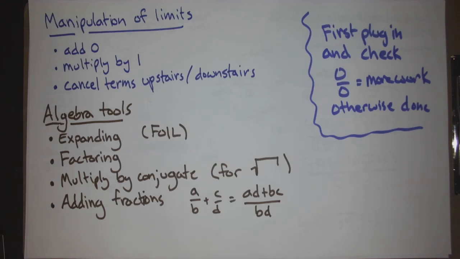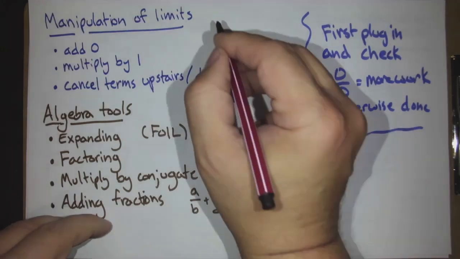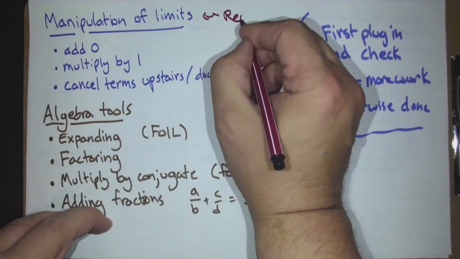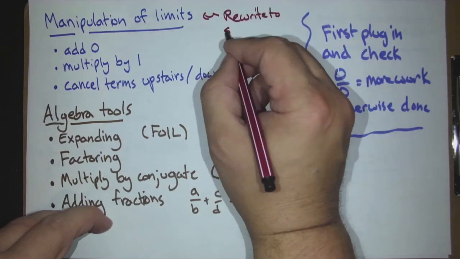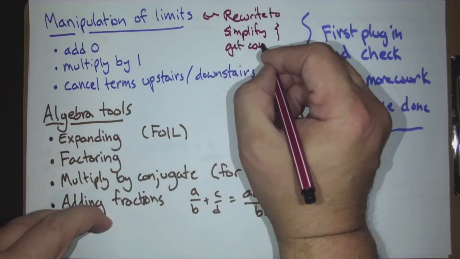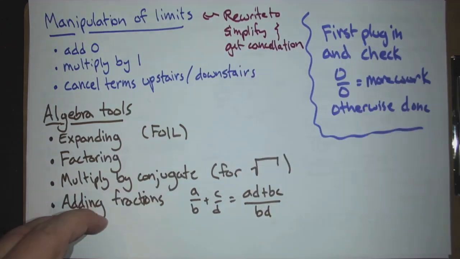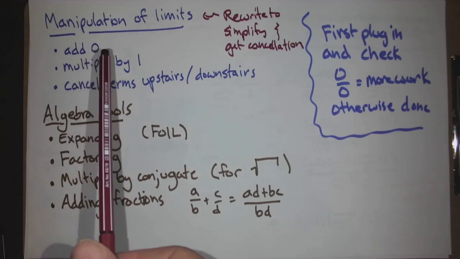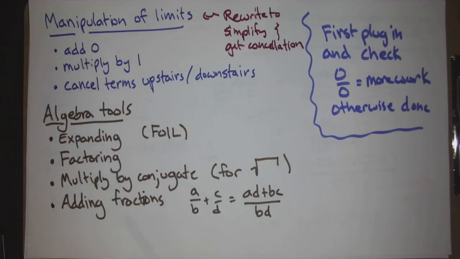And you say, okay, well, what does the work entail? Well, you have to do manipulation. We're really all about rewriting. So when we talk about manipulations of limits, we rewrite to simplify. And ultimately, we're really working to cancel. Because we got a 0 over 0, that said something made a 0 upstairs, something made a 0 downstairs. Try to get those things to cancel out. So what can you do? Well, you can always add something that's equivalent to 0. You can always multiply by something that's equivalent to 1. And you can cancel terms upstairs and downstairs. And that's more or less it.